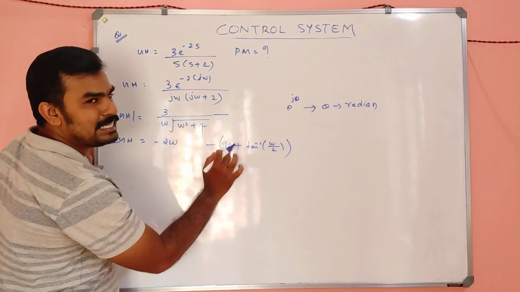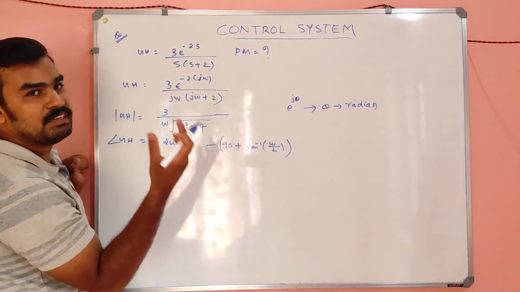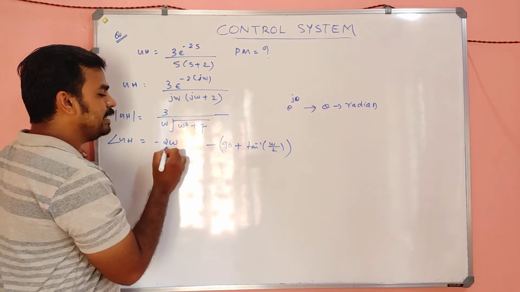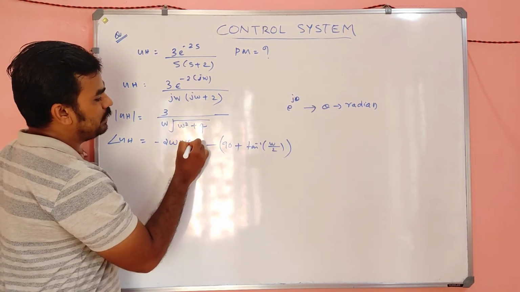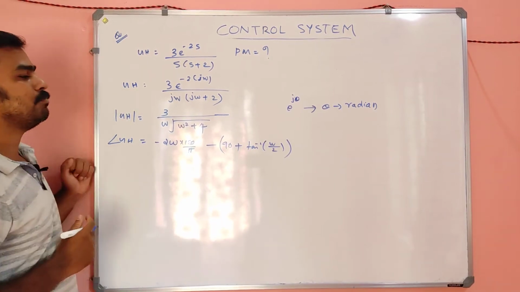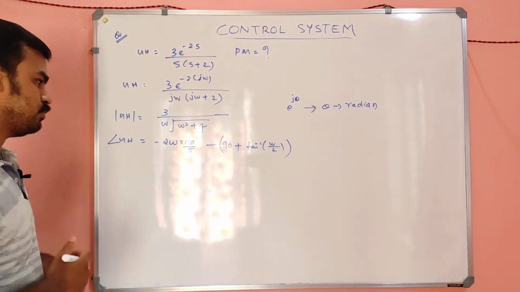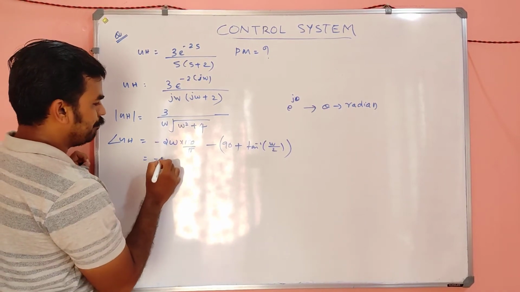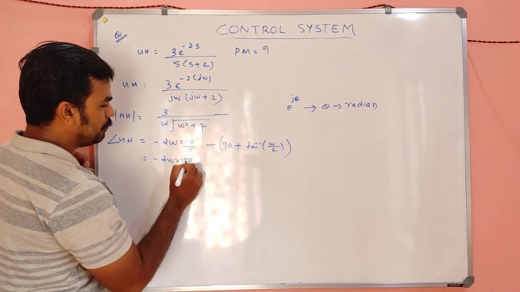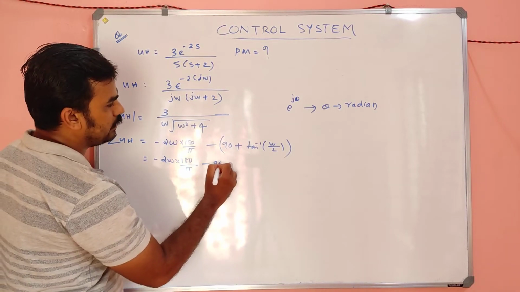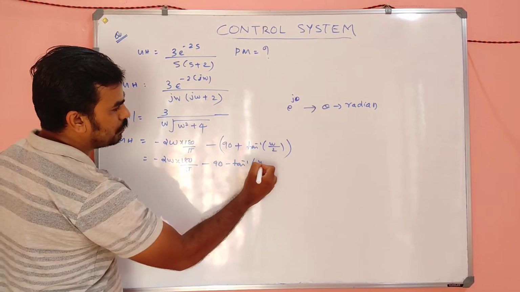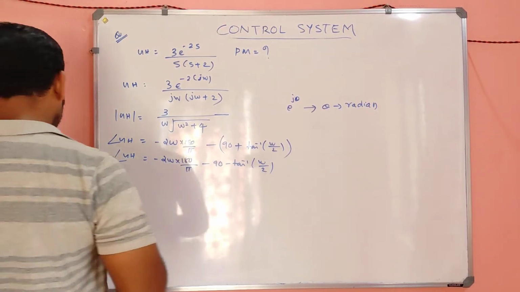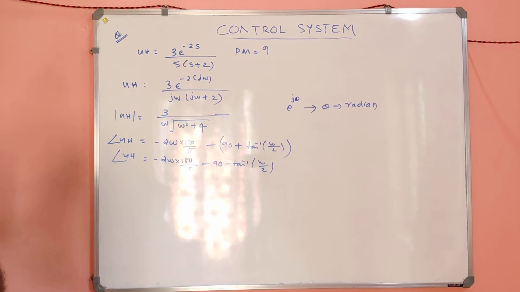But this 90 is in degrees, and tan inverse omega by 2 will also give a degree value. So what you have to do is convert radian to degree by multiplying with 180 by pi. So the answer finally is minus 2 omega into 180 by pi minus 90 minus tan inverse omega by 2. That is the angle of GH.